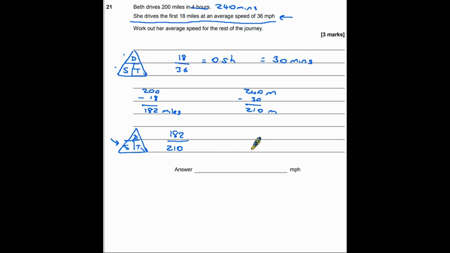182 divided by 210 gives us a recurring decimal of 0.8666 recurring, so I'm going to call it 0.867. Now the number we've worked out here is the speed in miles per minute. Therefore we have to take our 0.867 and multiply it by 60 to turn it back into hours, and we get 52 miles an hour. There's a slight decimal number on the end of there, but that is a result of rounding, so the answer is 52.